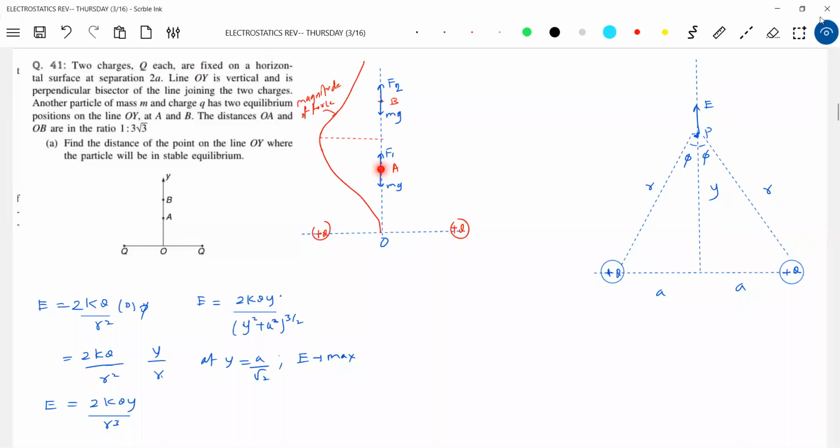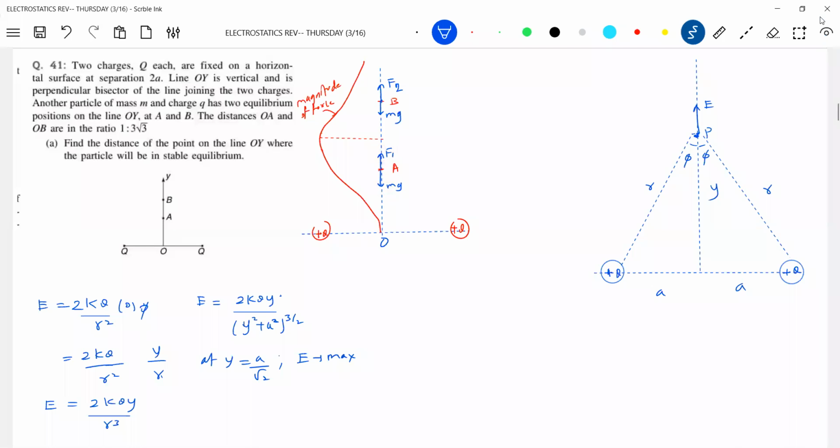Let's come to A. If I displace it vertically down, here mg is equal to F1. If I displace it vertically down, what will happen to F1? F1 will further decrease and the net force will be downward. So it will move down. So the net force is acting in the direction of displacement. If I displace it vertically up, here F1 is equal to mg. If I further push it up, F1 will become greater than mg. The net force will act in the direction of displacement.